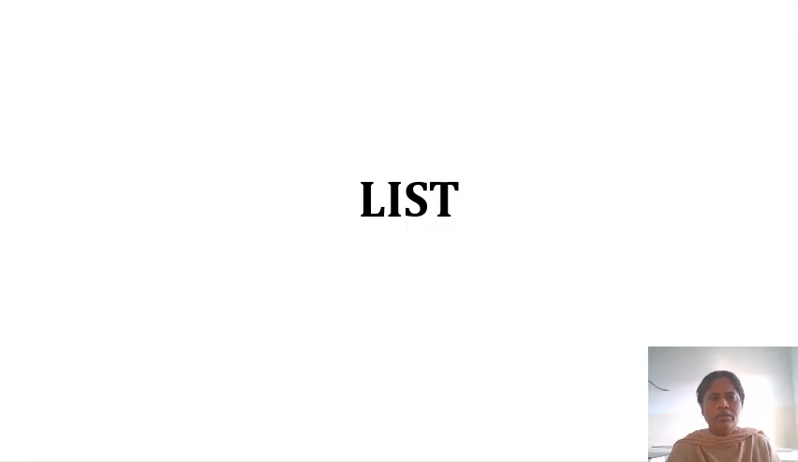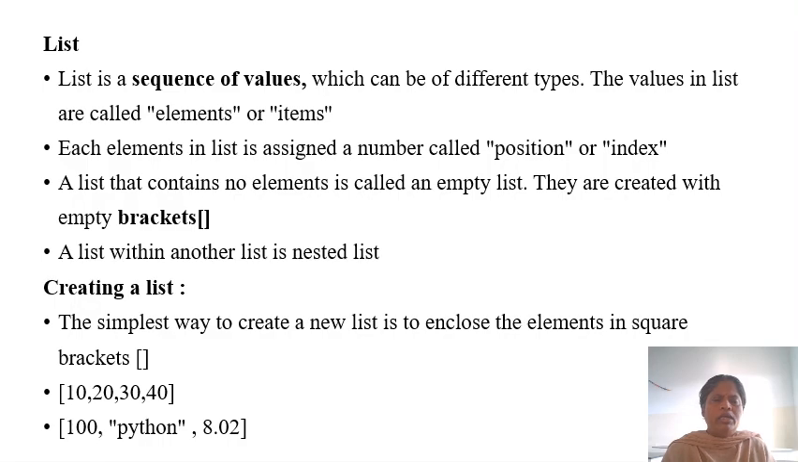The values may be of different data types. It may be an integer, a string, or a float value. Whatever we want, we can store it in a single variable using a list. So what is a list? A list is a sequence of values which can be of different types. Each element in a list is called an item.